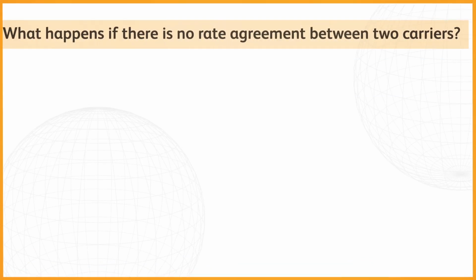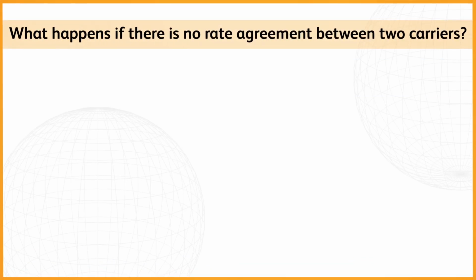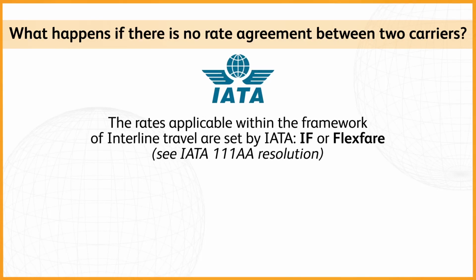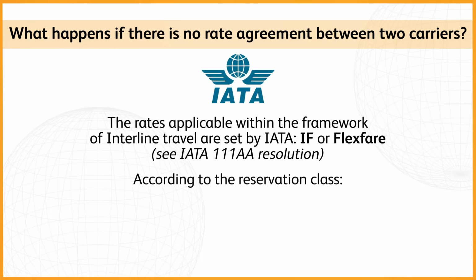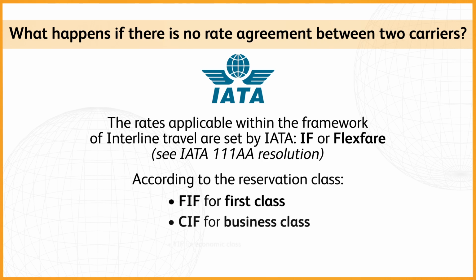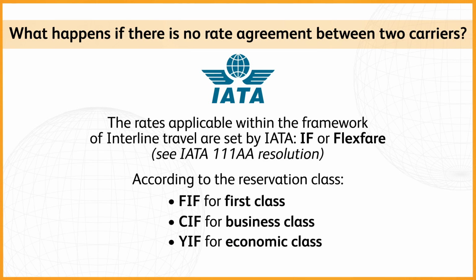If there is no rate agreement between 2 carriers, the applicable rates within the framework of interline travel are set by IATA according to the reservation class. They are in general very high and used very little in case of a confrontation with the competition. They can, however, be useful for very minor traffic flows.